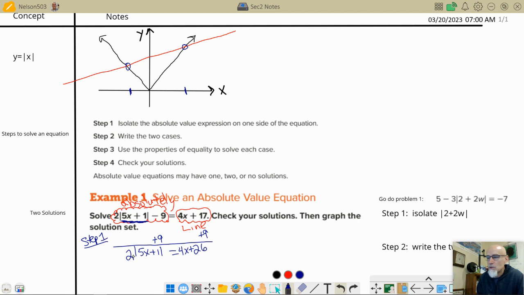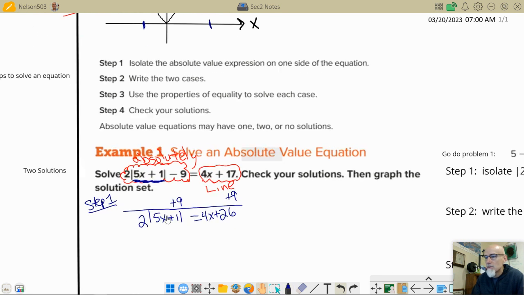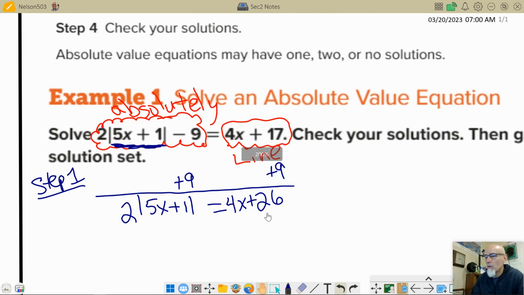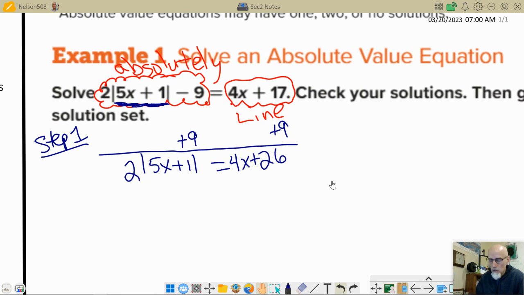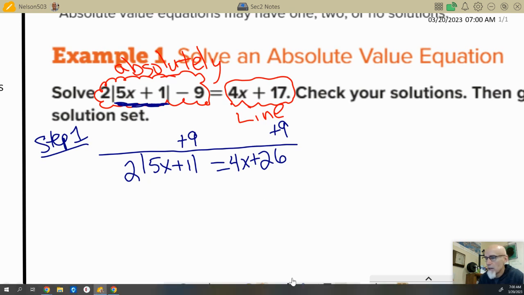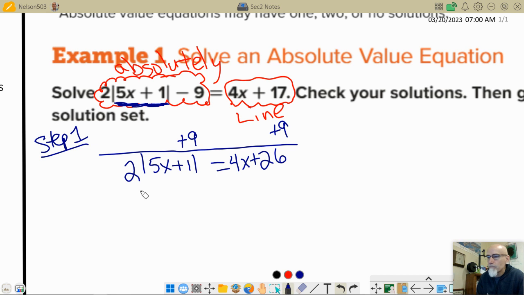How can I undo a 2 times? Well, I'm going to divide by 2. Let me just zoom in on this even more. So how do I get rid of this 2 times? I'm going to divide by 2, like I just said. Divide it all by 2. Whatever I do on this side, I have to do on the other side of the equation too. I get the absolute value of 5x plus 1. Bingo, I've got my absolute value function all isolated over there.